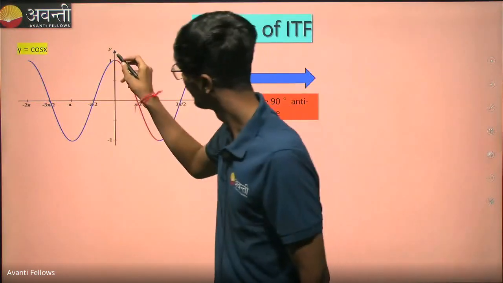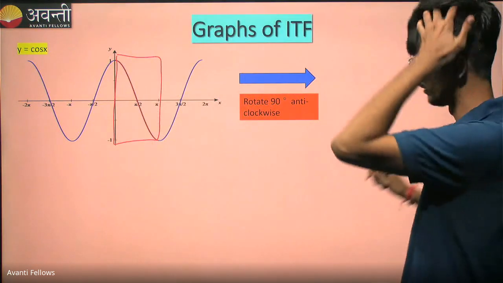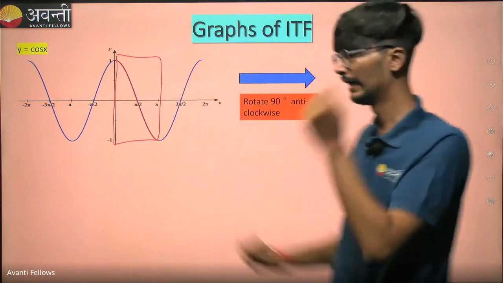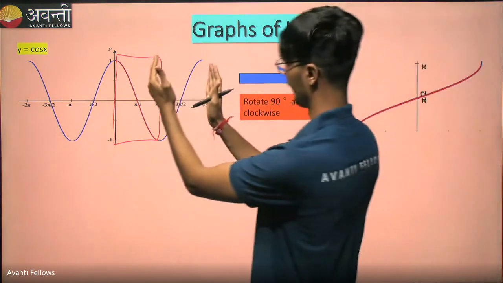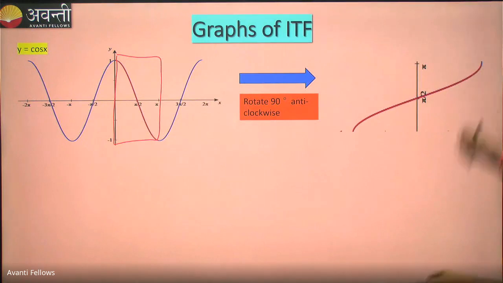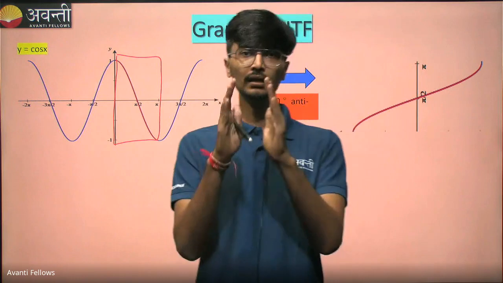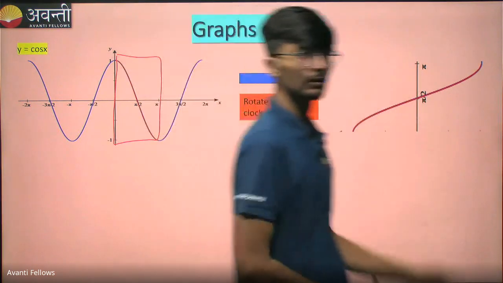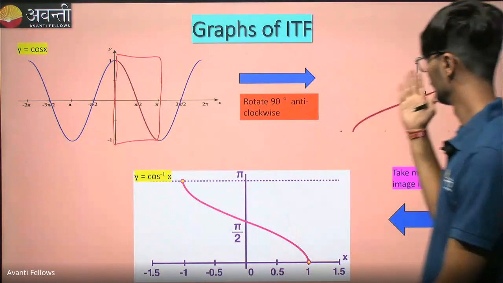So yeah, this was the graph of cos. We had reduced it to 0 to π. There was some network issue, sorry about that. And we have now rotated it 90 degrees anti-clockwise. It looks like this. Now, what is the second step? The second step is to take the mirror image in Y. If I take the mirror image, it will look like this.